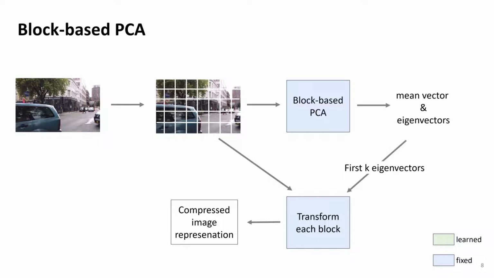By only using the first 16 components for each 8x8 block, we achieve a compression ratio of 1/4. We use here the color blue to highlight that these operations are fixed, in the sense of non-trainable operations.